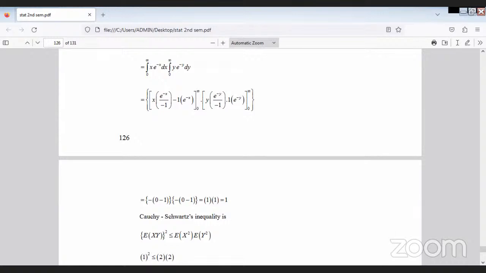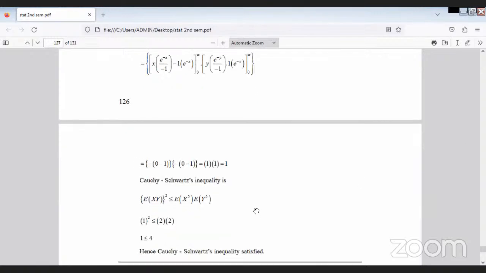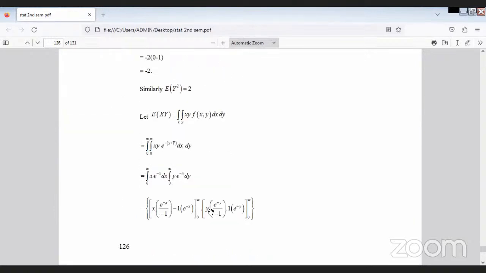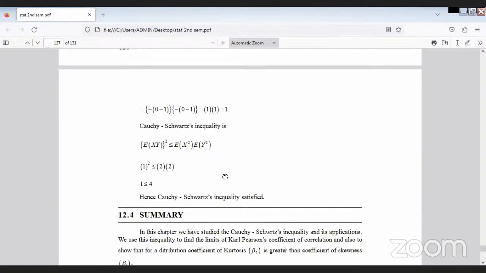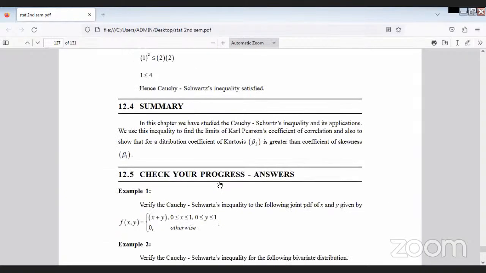Yes, sir, it should be 1. You have to apply 0 to infinity. Cauchy-Schwarz formula: E of x square is less than E of x square into E of y square. E of x square is 1, and this is 1, 2. Similarly, 2 is 4. So 1 is less than 4, and the Cauchy-Schwarz inequality is satisfied. We studied the Cauchy-Schwarz inequality and its applications here.